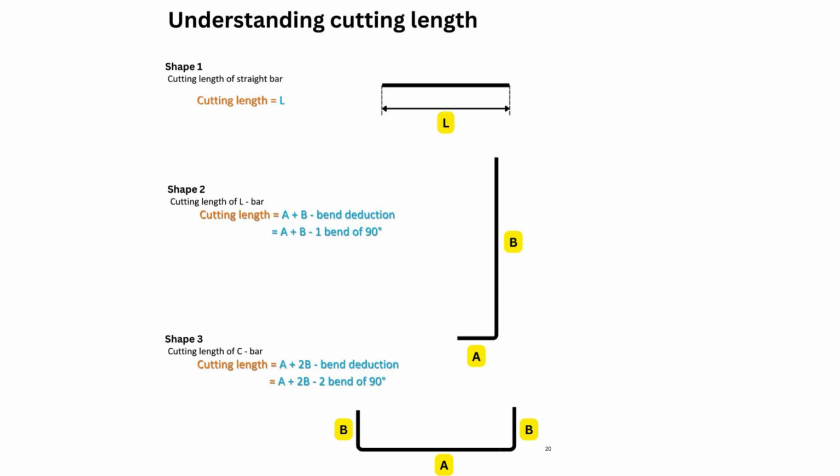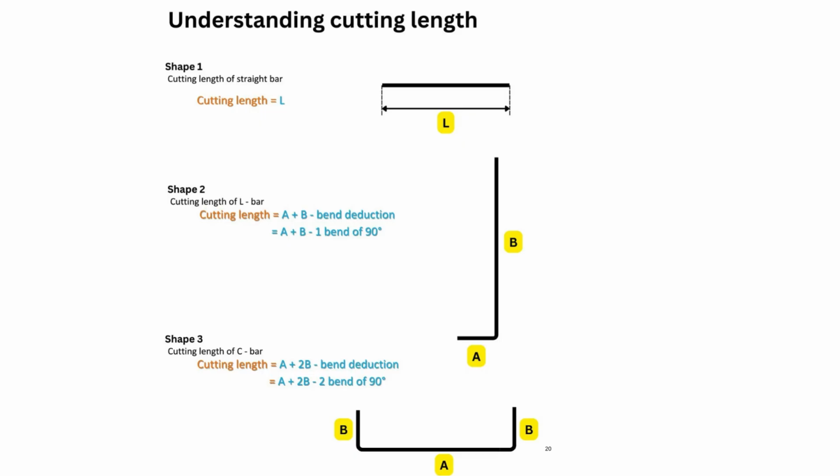Simple. Shape 2: L bend bar, 90 degrees bent bar. This is a bar bent at 90 degrees, forming an L shape. To calculate cutting length here, we use the formula: cutting length equals A plus B, minus bend deduction. Why the deduction? When we bend a steel bar, the length required to form the bend is slightly shorter than the straight length. This is because bending compresses the inner side of the bar and stretches the outer side.